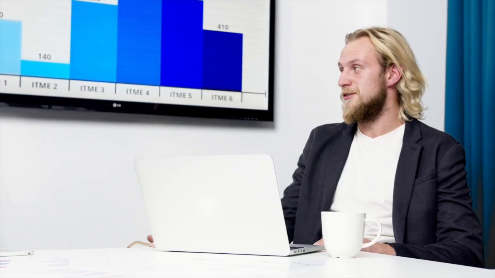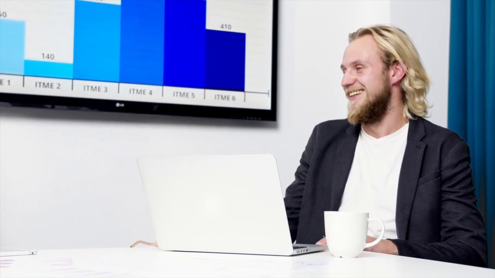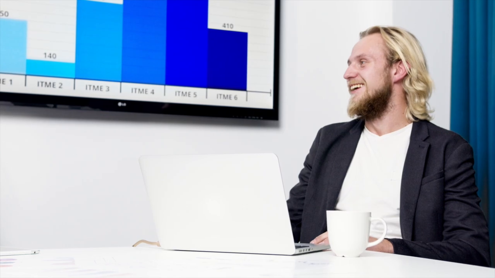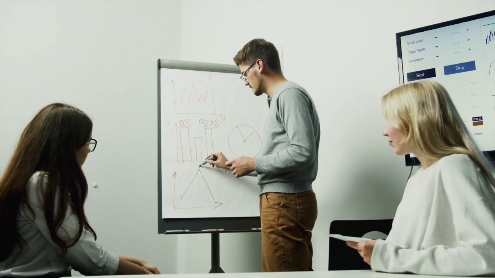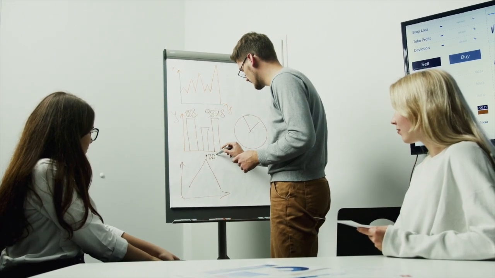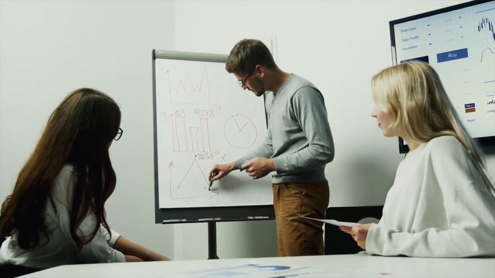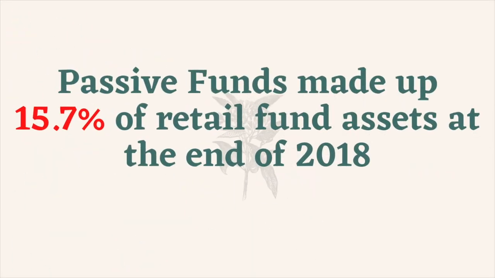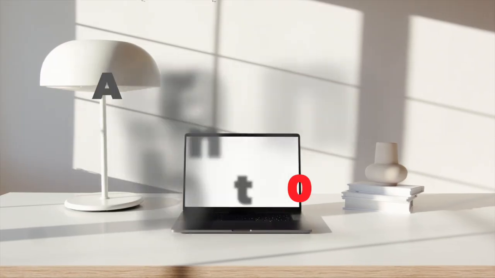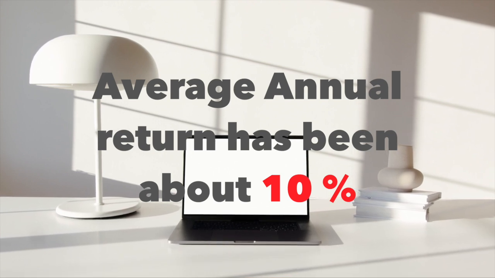For example, if you're a passive investor, your goal may be all about taking a buy and hold approach, typically with an index of stocks. The goal would be to match the performance of certain market indexes rather than trying to outperform them. Based on statistics from the Investment Association, passive funds made up 15.7% of retail fund assets at the end of 2018. And for the S&P 500, the average annual return has been about 10% over long periods.